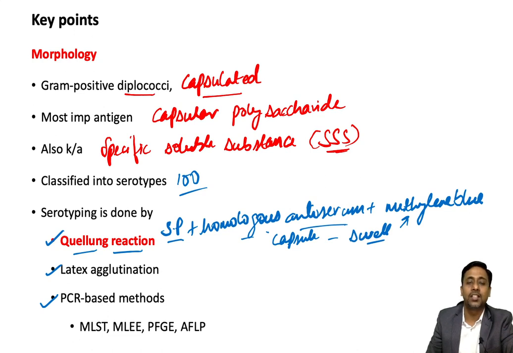So Quellung reaction is basically to demonstrate the capsule. And this can also be demonstrated by latex agglutination and PCR based methods such as multi-locus sequence typing, multi-locus enzyme electrophoresis, pulse field gel electrophoresis, and amplified fragment length polymorphism. So these are the various other methods by which we can serotype the pneumococcus.